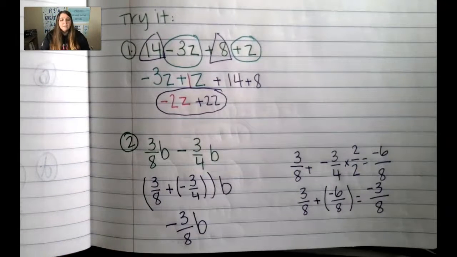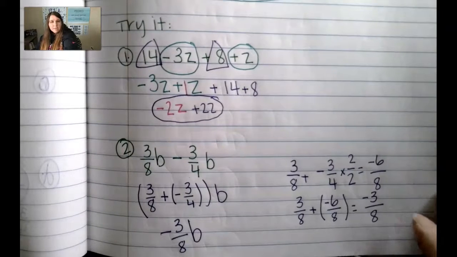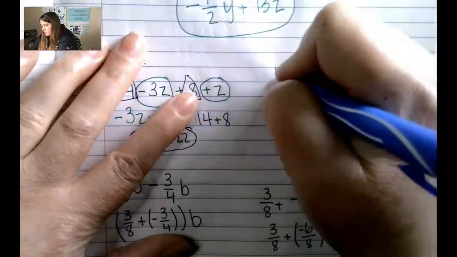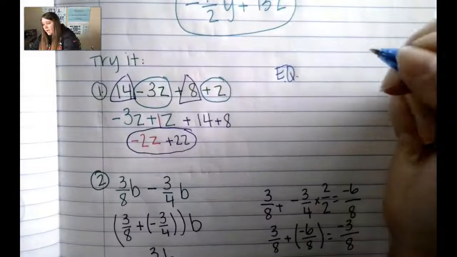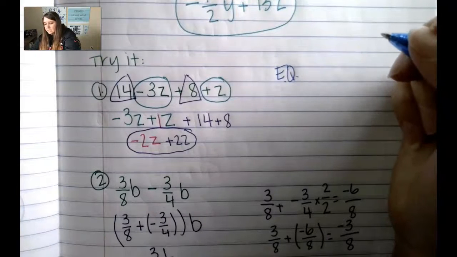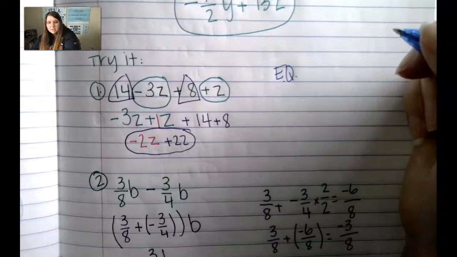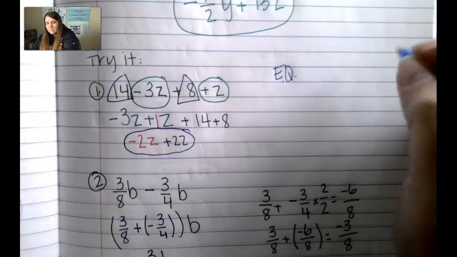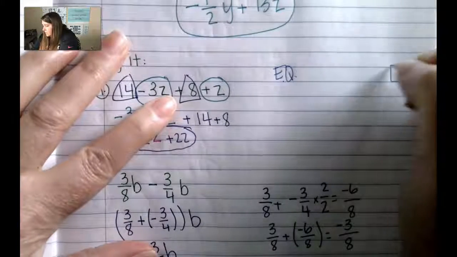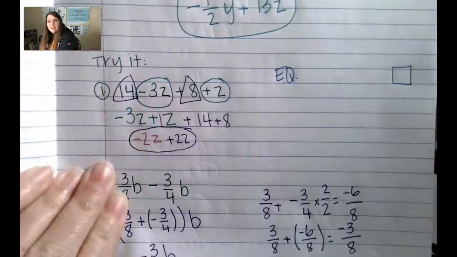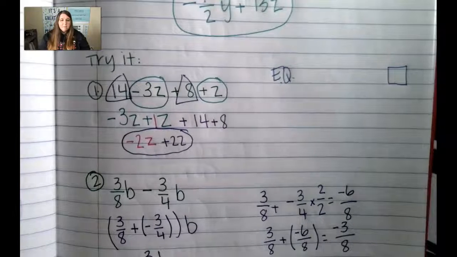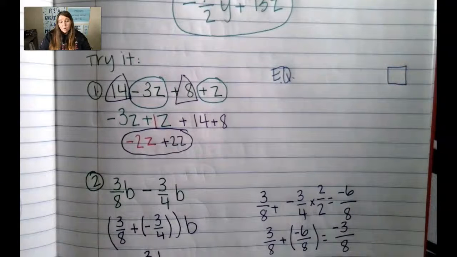All right, how did you do on your try-its? How did you do on both of these? And go ahead and answer your essential question. How do we simplify algebraic expressions? Put your level of understanding out to the side. And then when you are all finished, you may come on back to the Google Meet and ask for help if you need it, or you can go on and do your practice work.